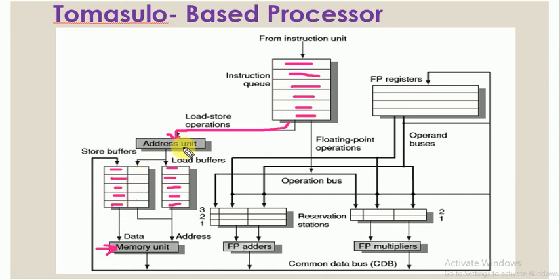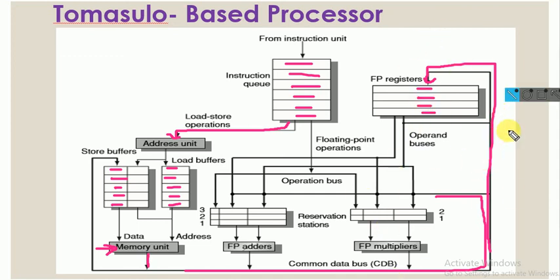So the address unit is for calculating the effective address, and the memory unit is for taking the data from memory. After a load or store, this data is actually connected to the common data bus. This common data bus is connected to several locations. First, it is directly connected to the floating point register. It is connected to the register, but every time we are not storing the result into the register, only the final value is stored into the register.